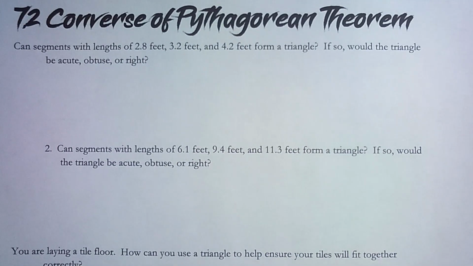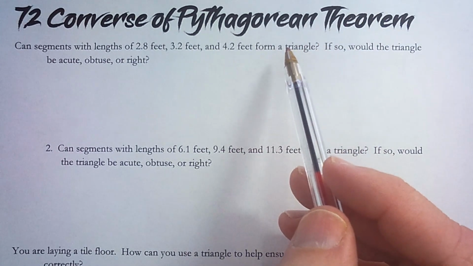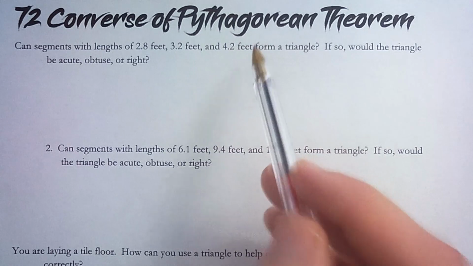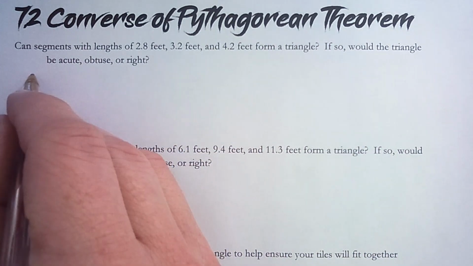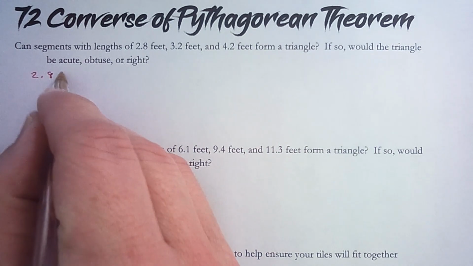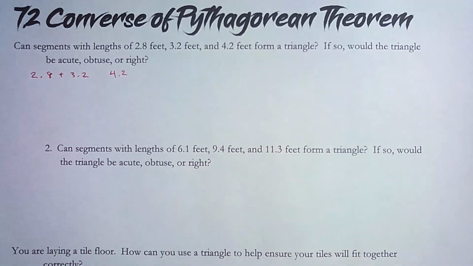So now we want to know, can segments with lengths of 2.8 feet, 3.2 feet, and 4.2 feet form a triangle? So that's the first question. And right now I'm not even interested in whether it's an obtuse, acute, or right triangle. I just want to know if they can make a triangle at all. So we've got to think way back to the fact that when I have three lengths, if they can make a triangle, then if I add the two smaller lengths, they have to add up to something greater than the longest side. Okay, now if they don't, then they can't make a triangle at all.